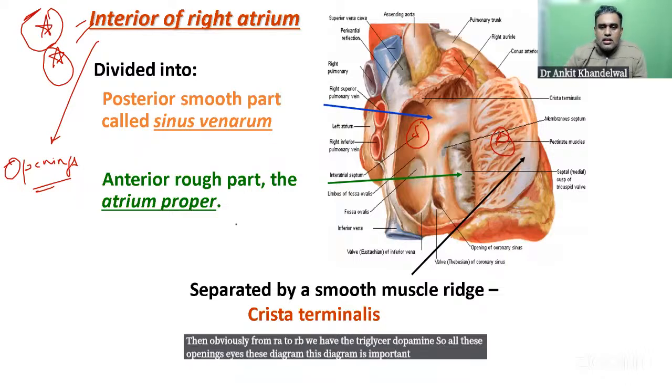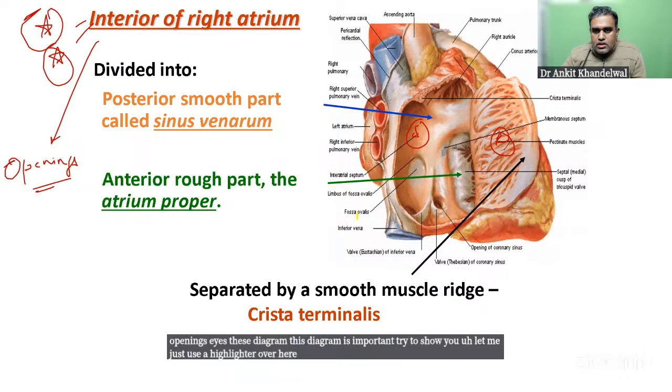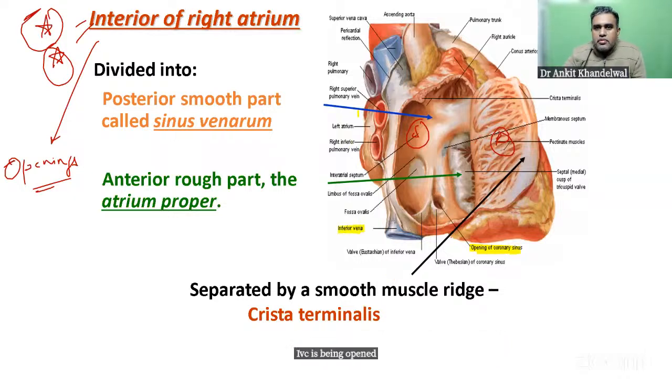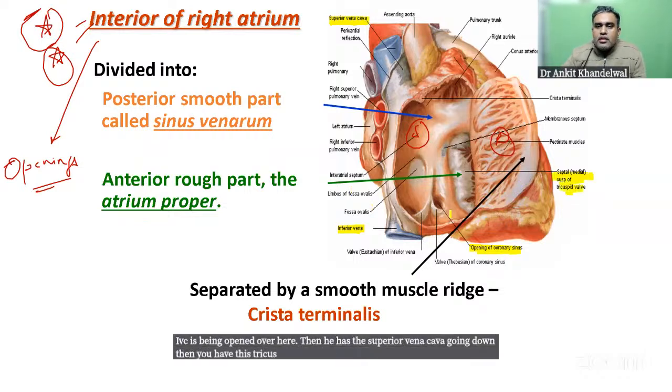Let me just use a highlighter over here to show you the openings. Coronary sinus opening over here. IVC is being opened over here. Okay. Then you have the superior vena cava going down. Then you have this tricuspid valve opening over here.